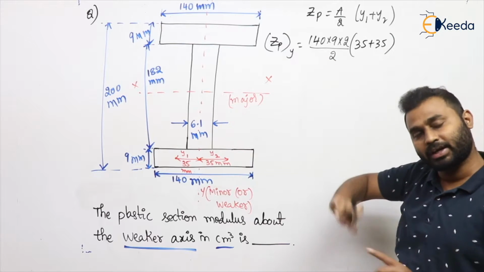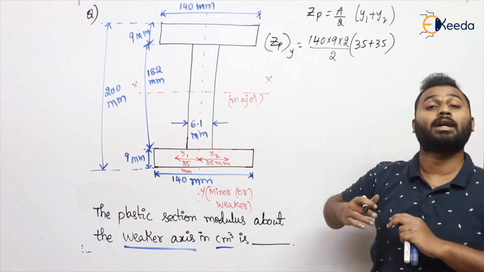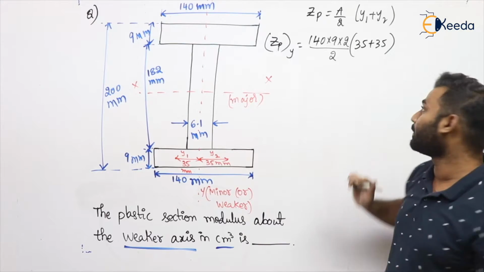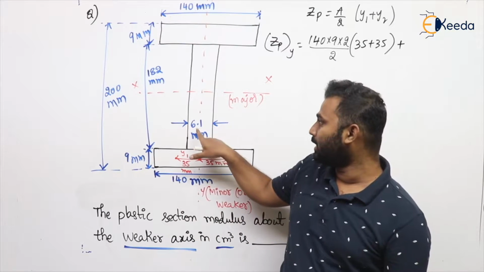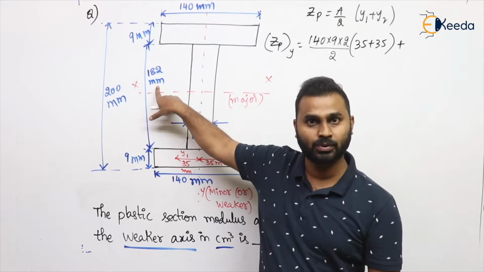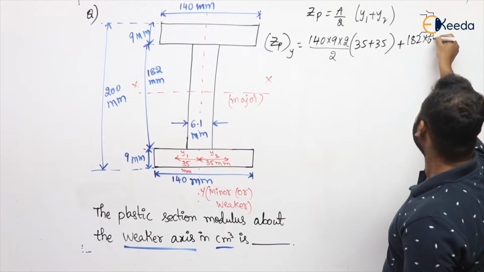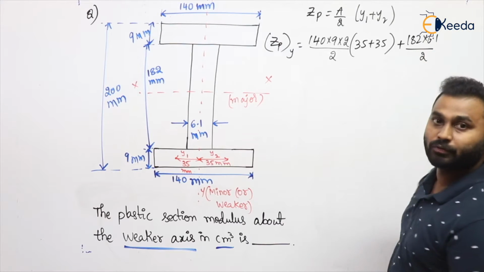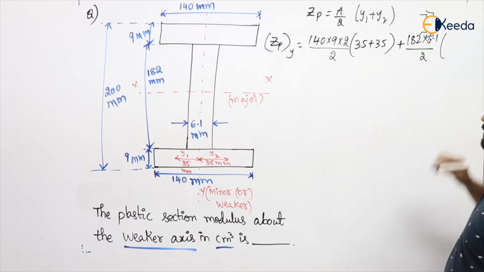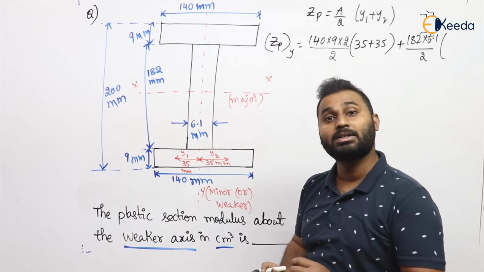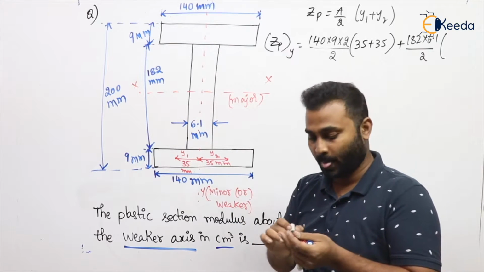Now let us see for the vertical rectangle. The I section includes these two horizontal rectangles and a vertical rectangle in between those two horizontal rectangles. Now for the vertical rectangle, what is the area? 6.1 into 182. Now half of that is 182 into 6.1 by 2. That is A by 2 for the vertical rectangle. Now what are y1 and y2? y1 and y2 are nothing but the centroidal distance of the areas on both sides of the plastic neutral axis.